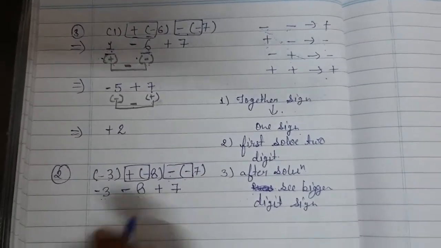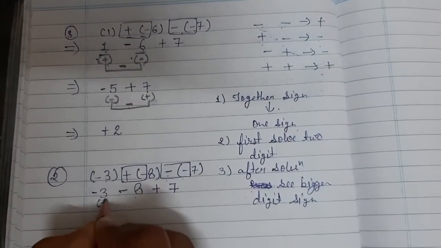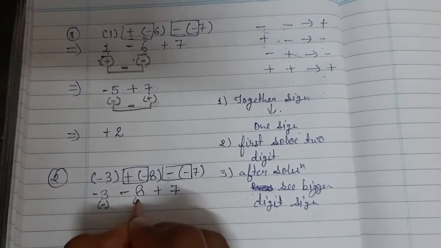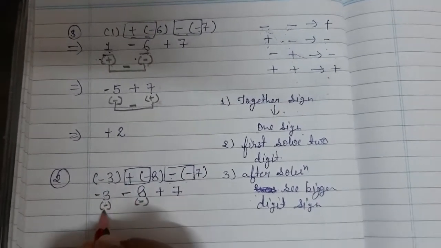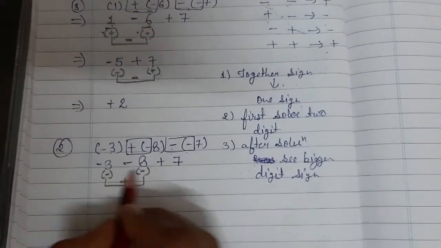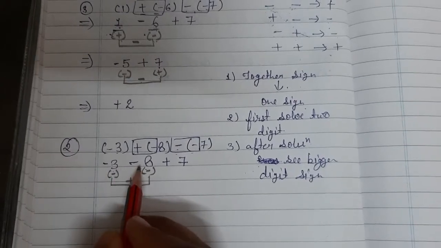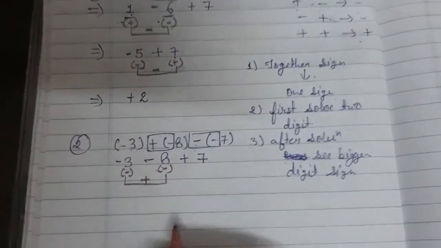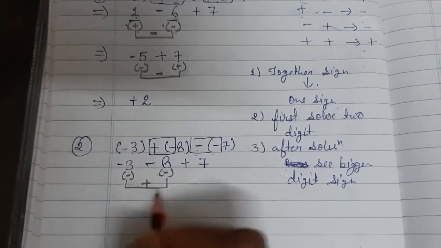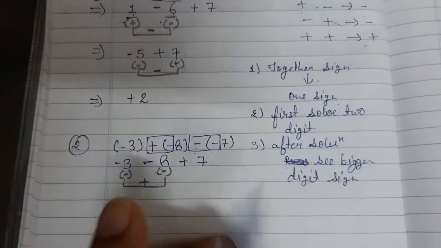Solve the first two digits. You have to put the sign first: this is the minus, and 3, and here this 8 is also minus. Then minus minus, plus, what operation are you taking in between them? Plus. So plus means 8 plus 3. What is 8 plus 3? 9, 10, 11. So you have to write here 11. Sorry, 11.